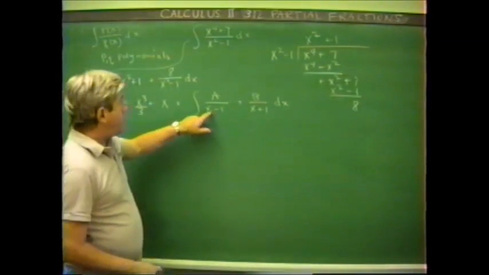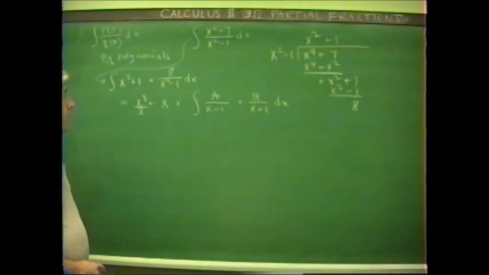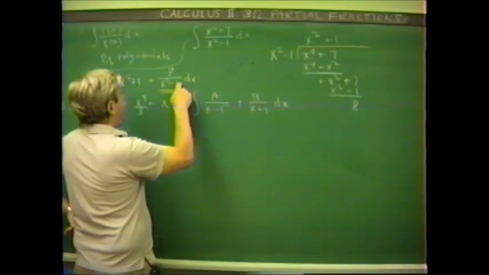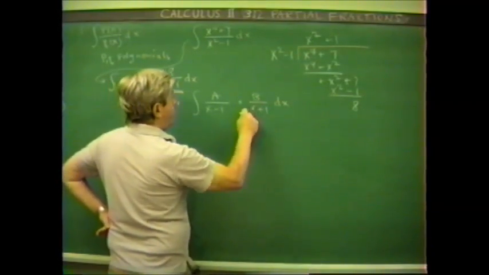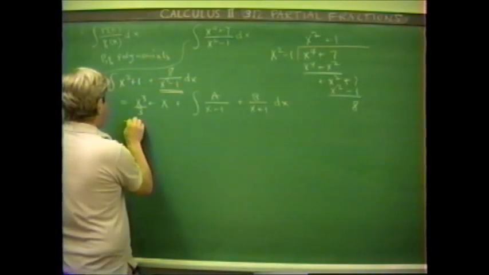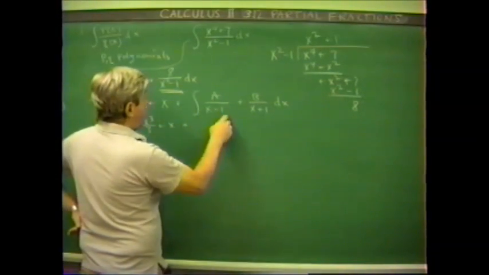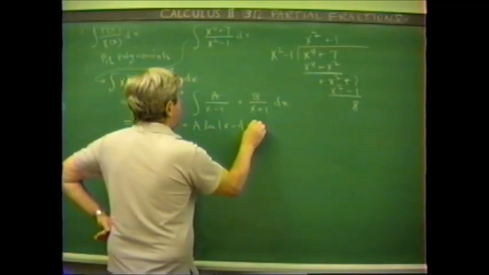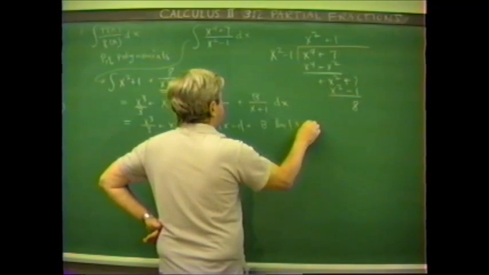And when you've got such a factorization into monomials, you can then always write the fraction with the numerator of lower degree as a over one factor plus b over another factor. If there are repeated factors, you have to include them too. We'll take a look at that. If we knew this, we would then write that this is equal to x cubed over 3 plus x plus the antiderivative of a over x minus 1, which is a log absolute x minus 1, plus the antiderivative of b over x plus 1, which is b log absolute x plus 1, and so we would be done.